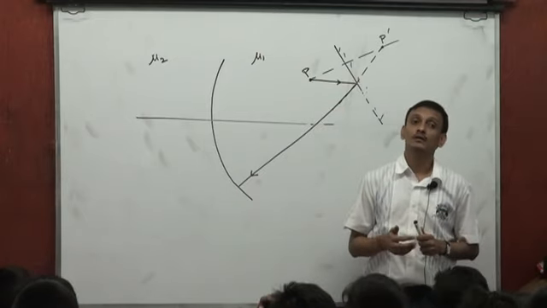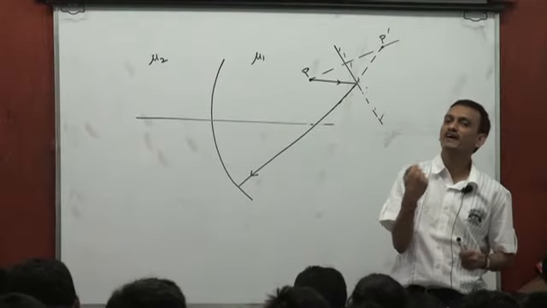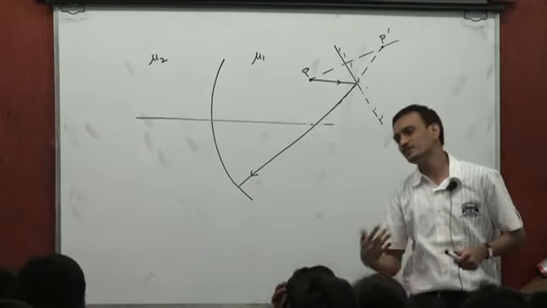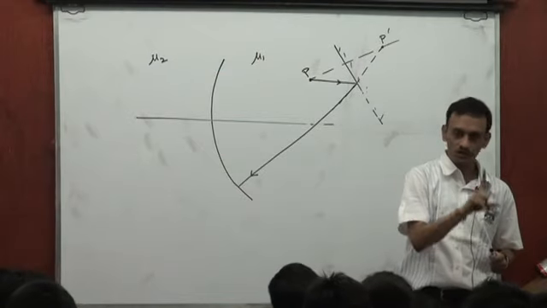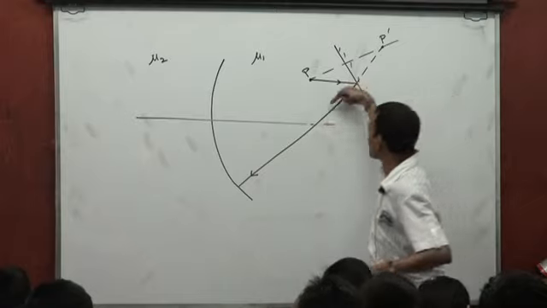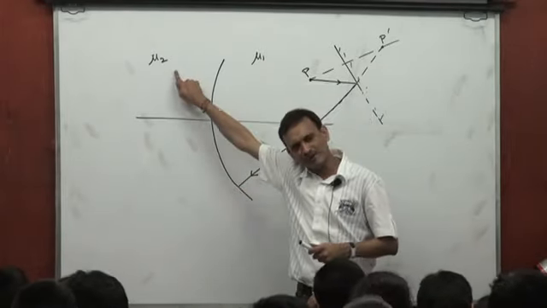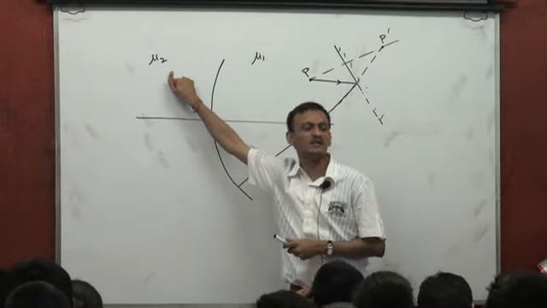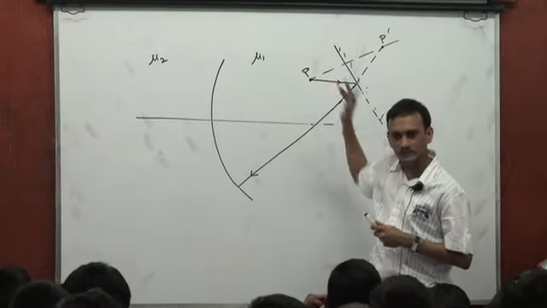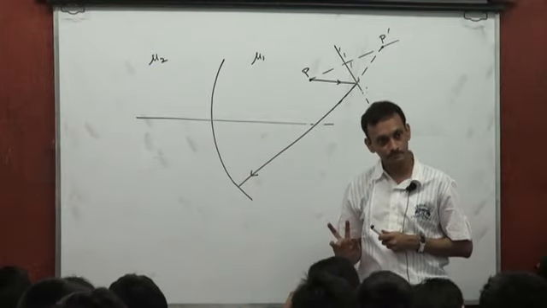Which means the object space and the image space actually have nothing to do with where the object is or where the image is. Object space would be only where the incident ray lies. The incident ray lies in mu1. When refracted, the refracted ray would still lie in mu2. So this is the image space refractive index, and this is the object space refractive index. Are you sure about what I said?